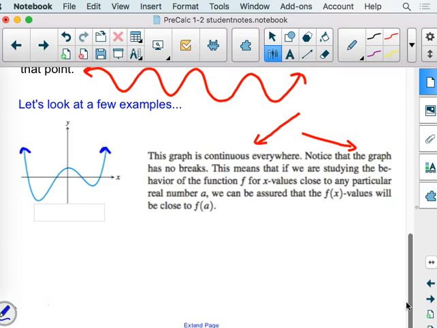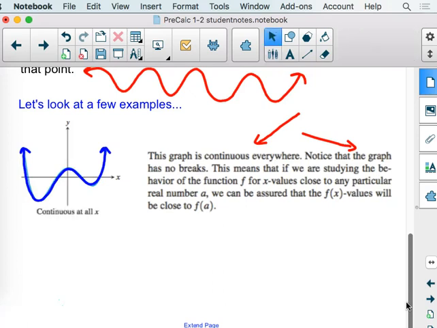We need the arrows there. And I realize if I put my pen here and I keep rolling with it, I'm never picking up that pen until I get to the other arrow. That's a continuous graph right there. So this is continuous over all x, or at all x. This graph is continuous everywhere. Notice that the graph doesn't have any breaks.